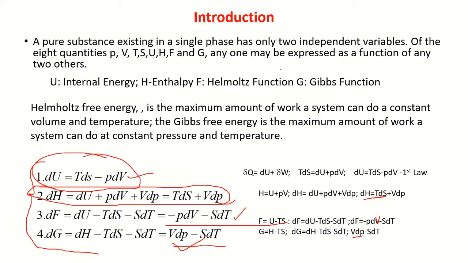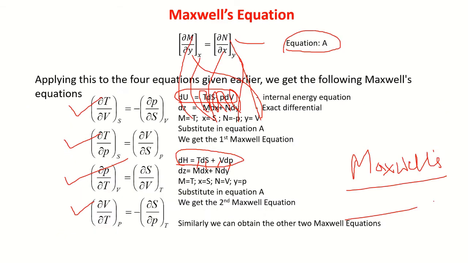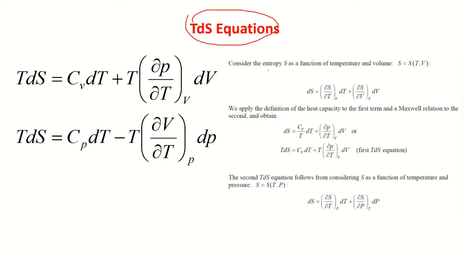I explain one thing. A pure substance existing in a single phase has only two independent variables, and any one may be expressed as a function of any two others. Look at this. Entropy is a function of temperature and volume. So then using the exact differential idea, I can write like this. Then we apply the definition of the heat capacity to the first term and a Maxwell's relation to the second term, and we can obtain this.